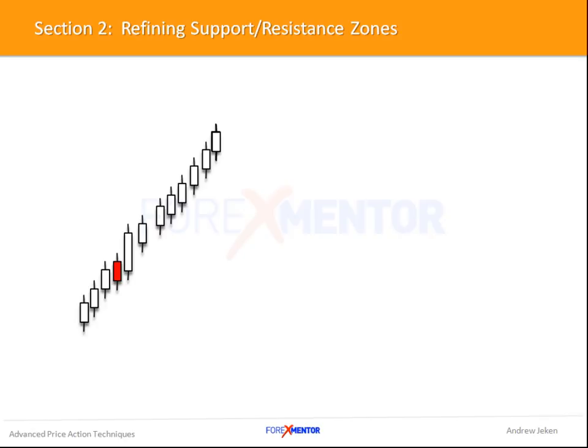So once we've marked off our support resistance zones, we want to now refine our support resistance zones for scalping purposes. Remember, for scalping, we want to be as accurate as possible. We're using very small stops, and our entry is absolutely critical when we're looking to trade small bounces off levels.